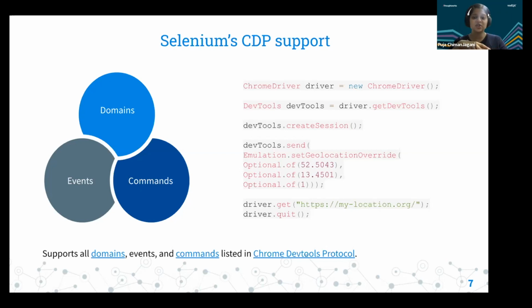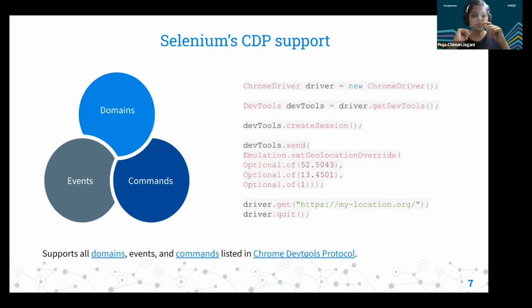You say create a session. That is your initial WebSocket handshake connection that is established. When you do create sessions, there are certain domains, events, methods, and commands that would need to be called for that handshake. That's what happens in the background as a part of it.